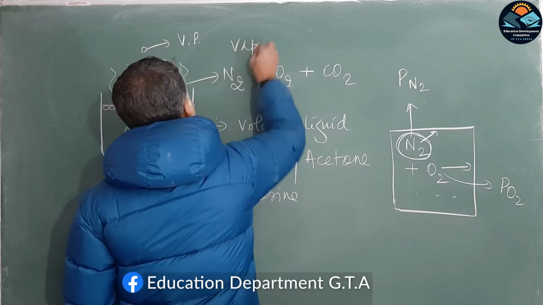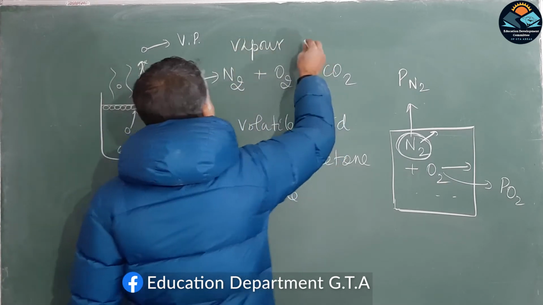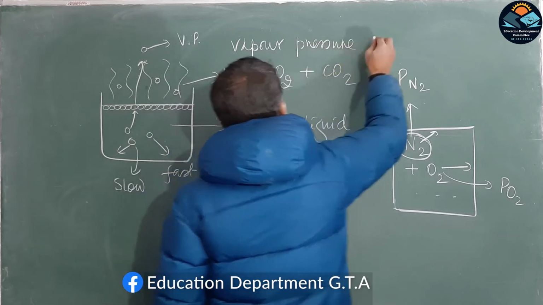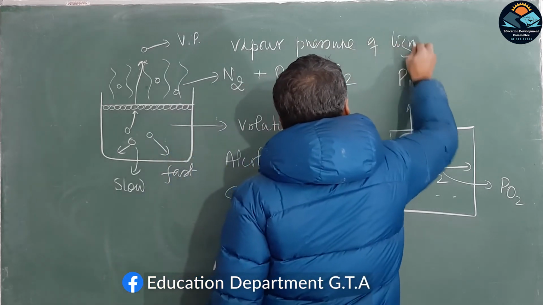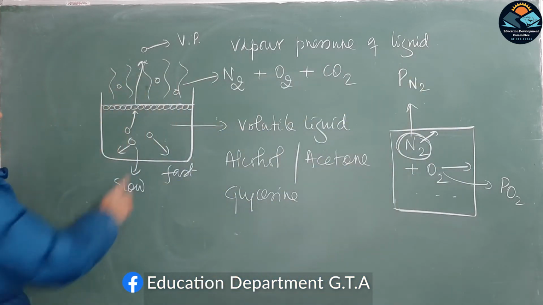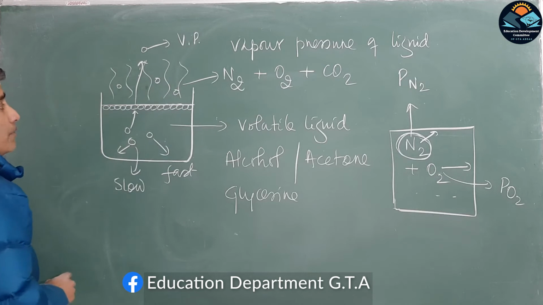Okay, so sometimes you'll be asked to define what is vapor pressure of a liquid. So vapor pressure of a liquid is nothing but the partial pressure of the liquid, that means pressure exerted only by the vapor of the liquid just above its surface.